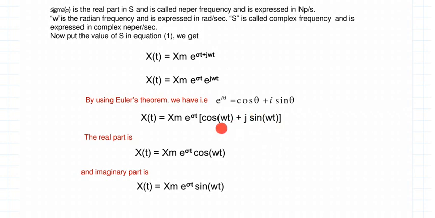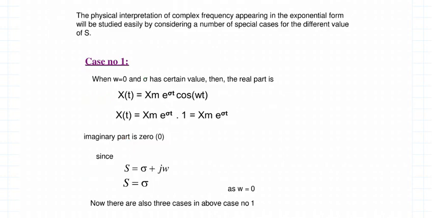Right? So this is the real part, this is the complex part of the signal, and this complex part we have represented separately. So the real part is this, whereas the imaginary part is this, xm e raised to sigma t sine of omega t. Where there is a j term involved, we call it the imaginary part. So we have separated out the real part and the imaginary part from the complex signal.